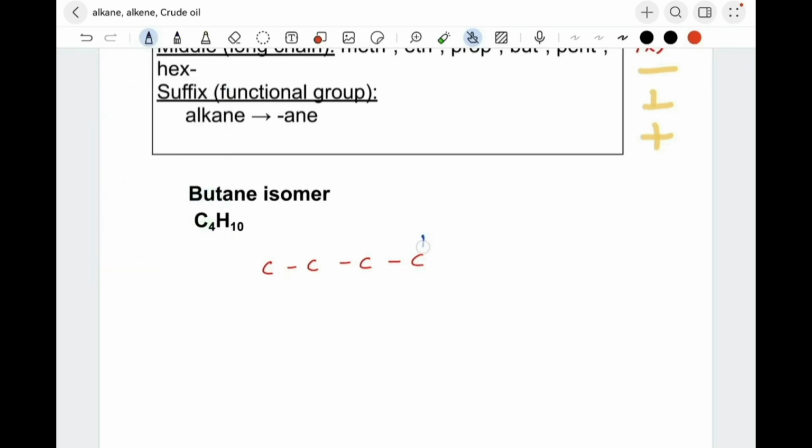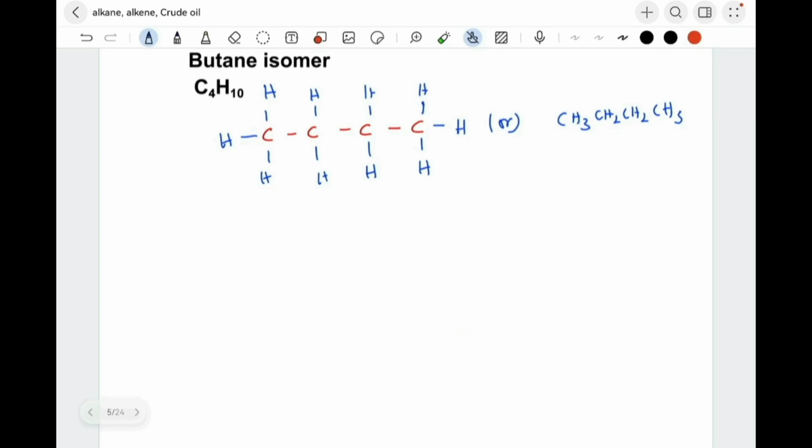The right corner has already 1 bond, so it needs 3 more. These 2 corners need 2 each. 1, 2, 1, 2. On the left one, 3. Fill these with hydrogen. It has C4H10. And how to draw the structural formula for this? CH3, CH2, CH2, CH3.